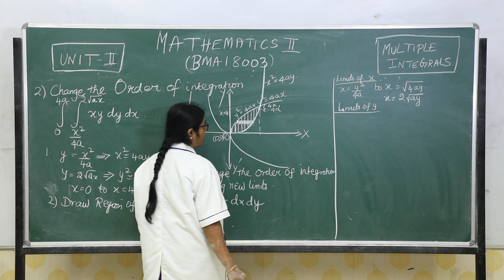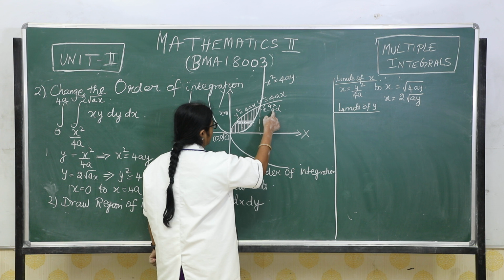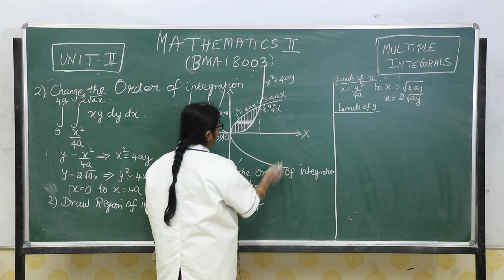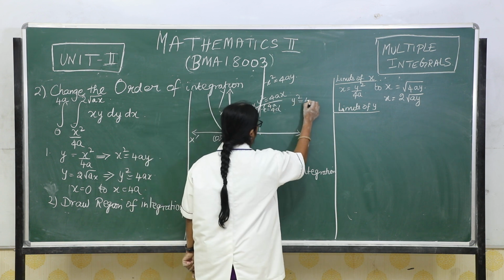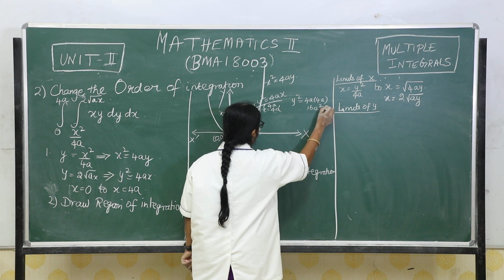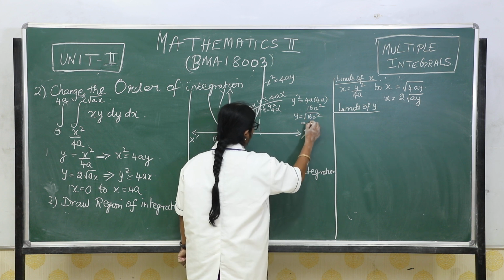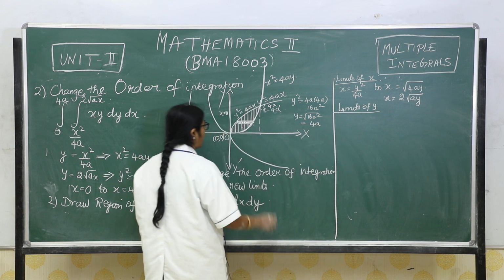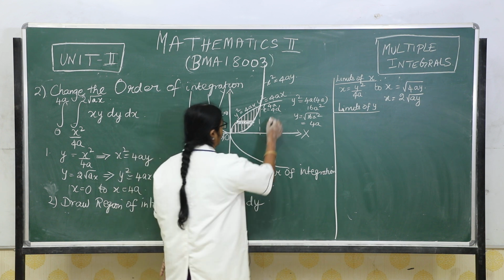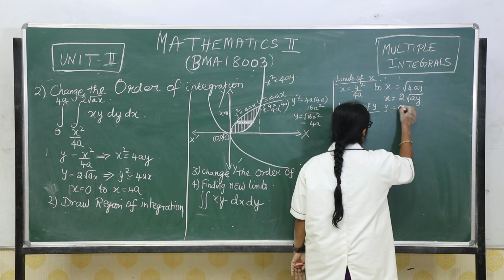What is your y? It is the intersection of both the parabolas. Substitute x is equal to 4a here. You get y squared equal to 4a into 4a, which is equal to 16a squared. So, y equal to root of 16a squared, which is equal to 4a. Plus or minus 4a, I know this is the positive side, and therefore 4a comma 4a. Therefore, y limits ranging from 0 to 4a.